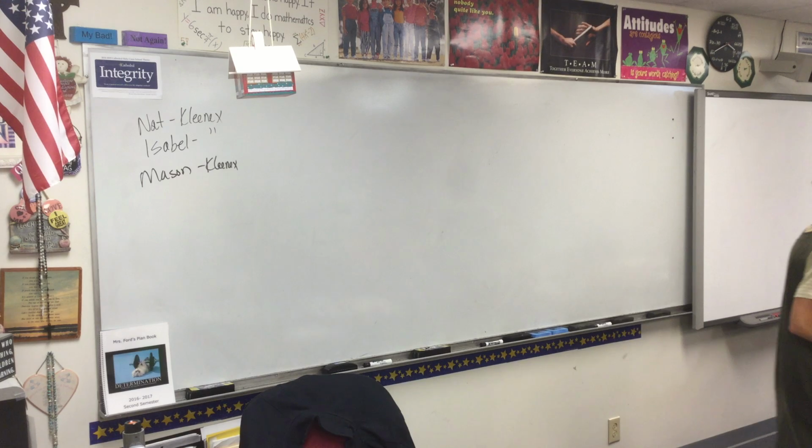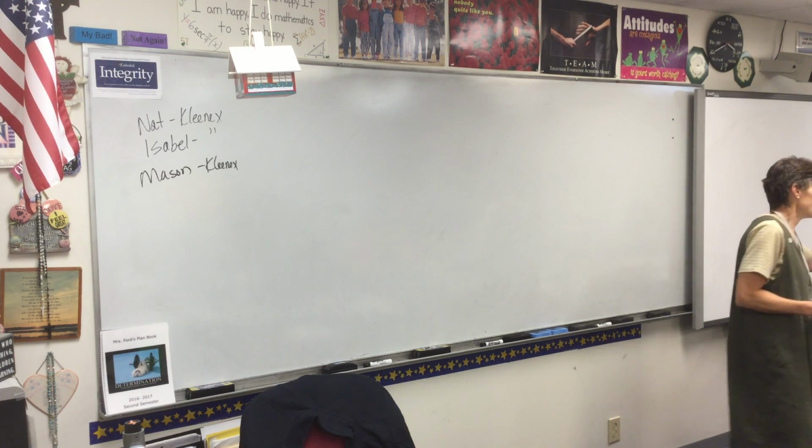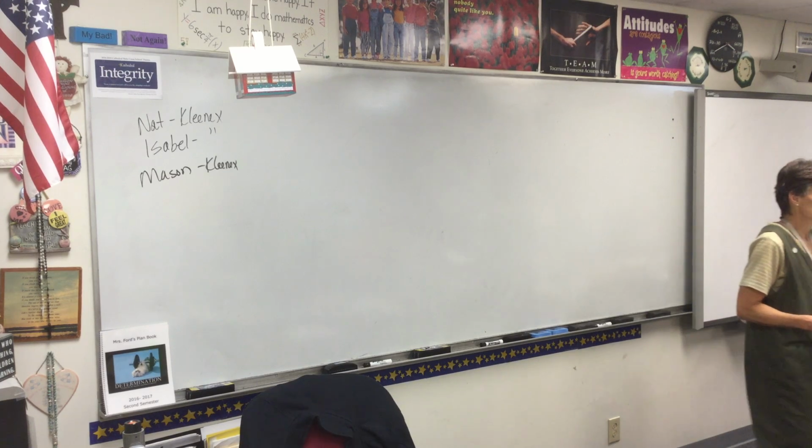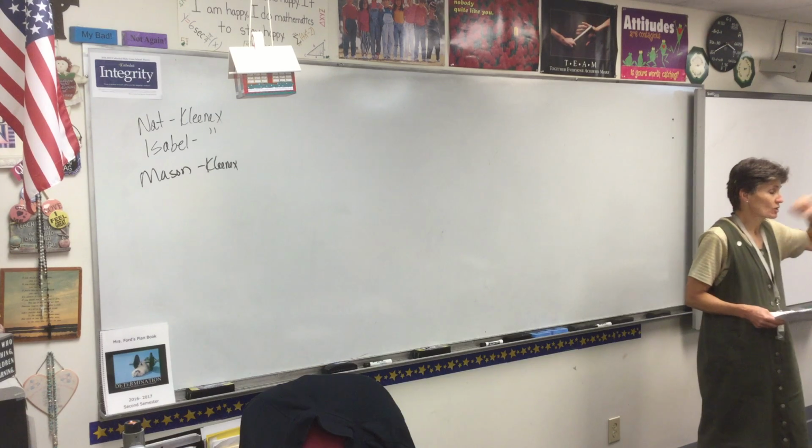Let's review those rules real quick. We know we can't have a variable in the denominator and we can't have a variable under the radical. What are the other 2 rules? No negative exponents, no fractional exponents.